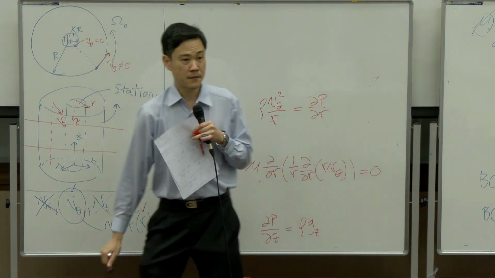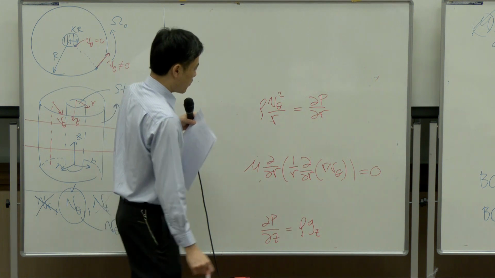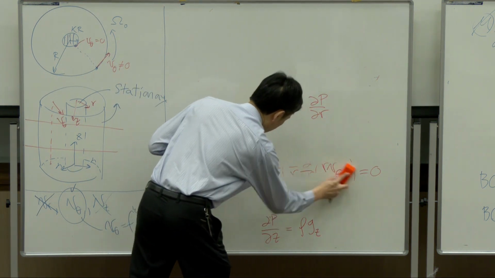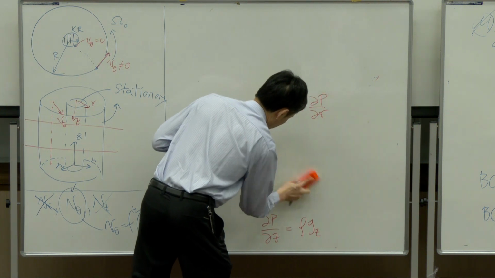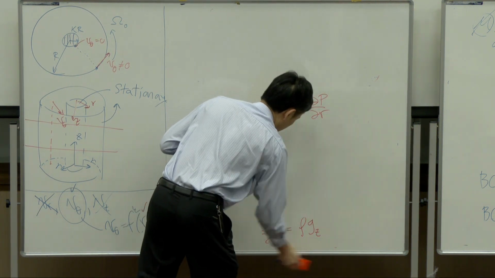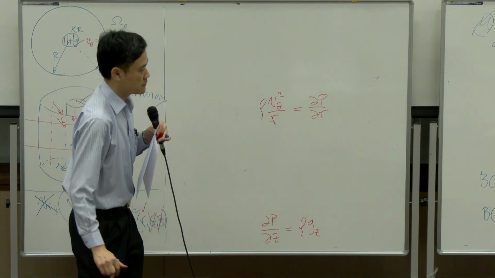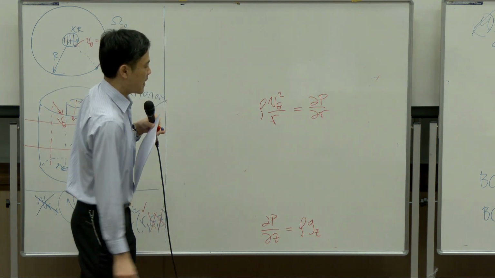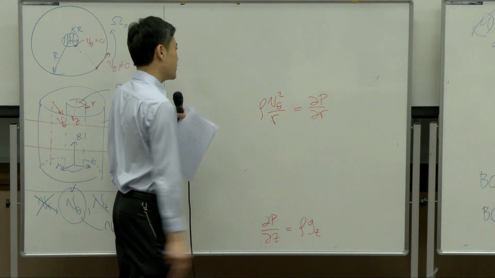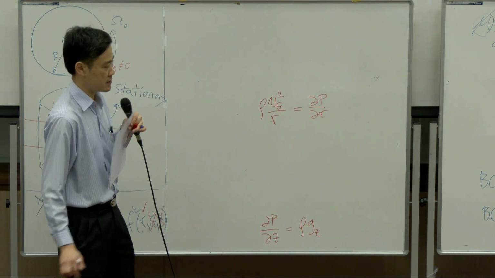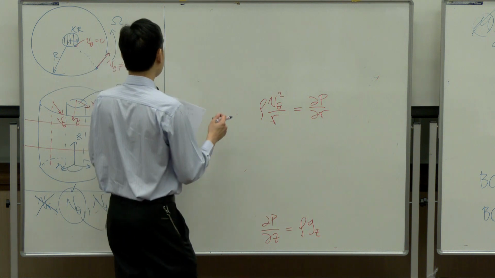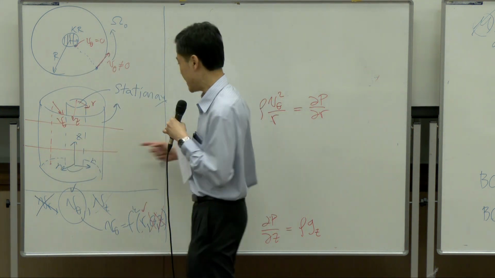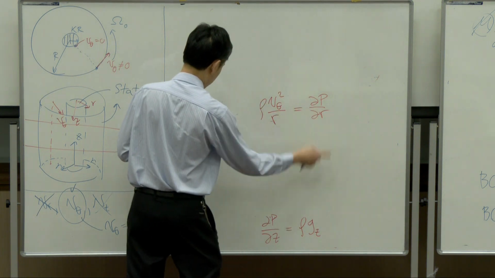Now, a little bit more. We already used this equation, so I can erase it. It gives you the velocity profile. What about these two equations? They have pressure in them. So if I want to find the pressure gradient within the system, I need these two equations. Okay?